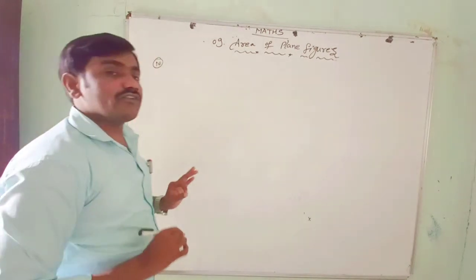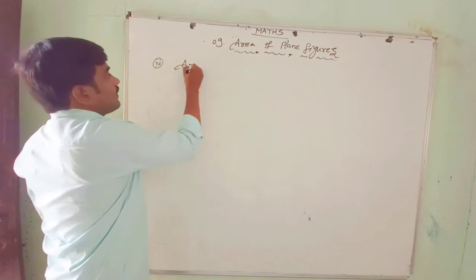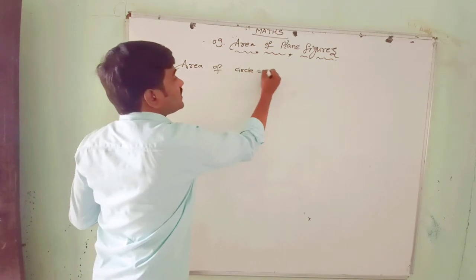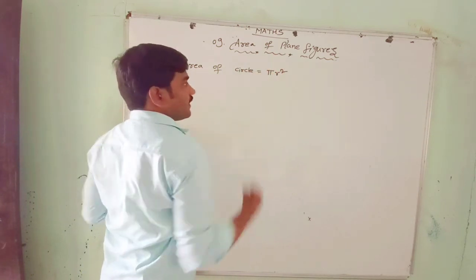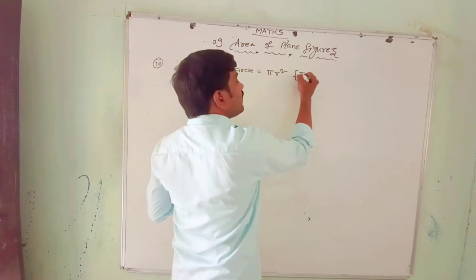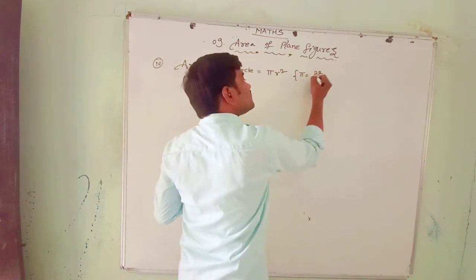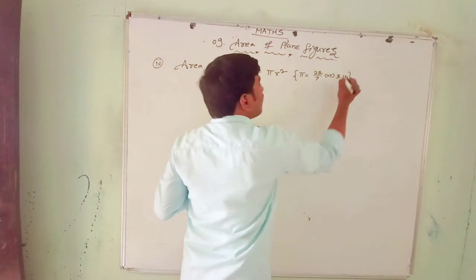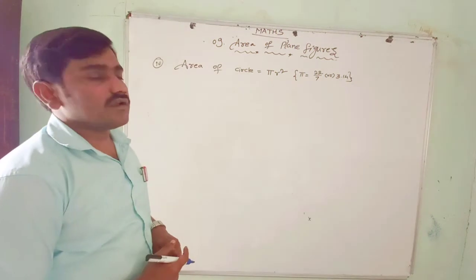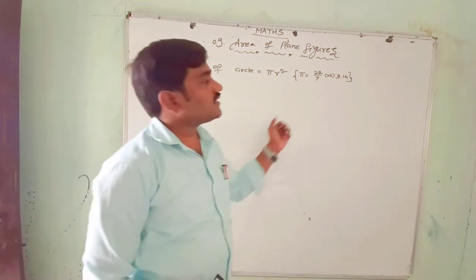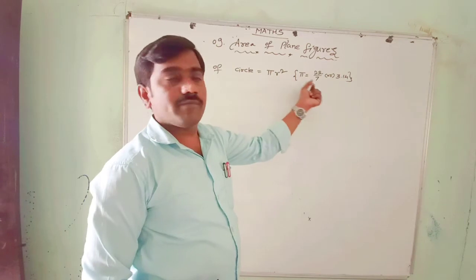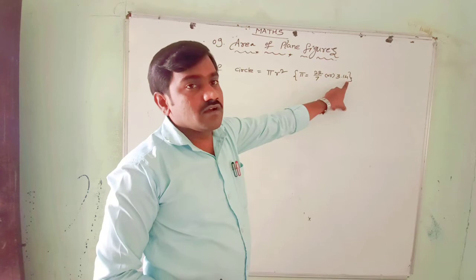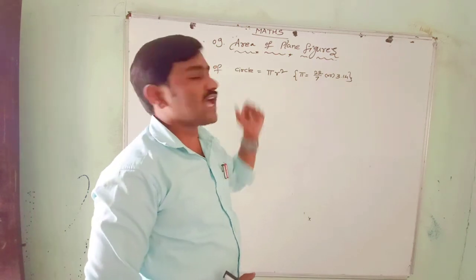So now we go for area of circle. Area of circle is pi r square, where the value of pi we all know, pi equal to 22 by 7, or sometimes we also use 3.14. Yes, 3.14. And there is a speciality of 3.14. Pi Day is celebrated every year on the 14th of the 3rd month, March 14th.